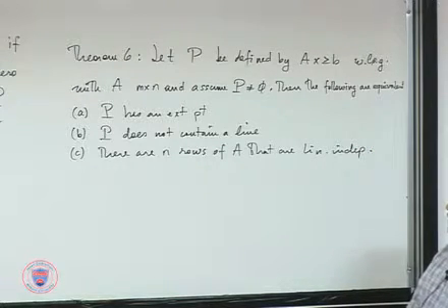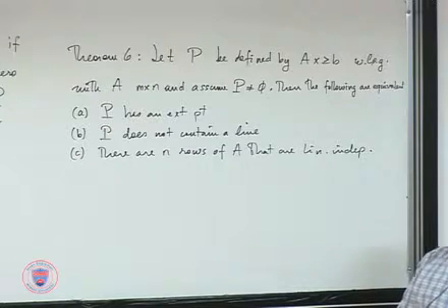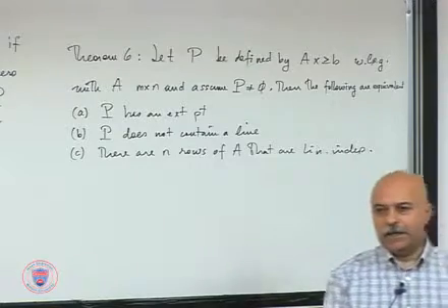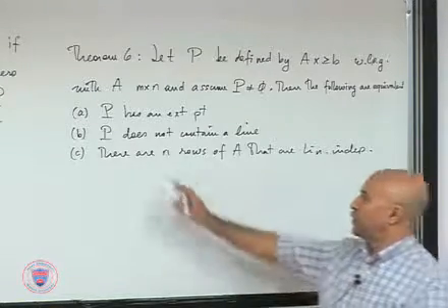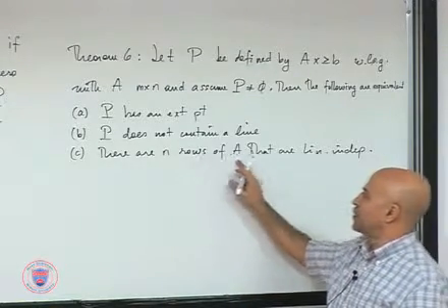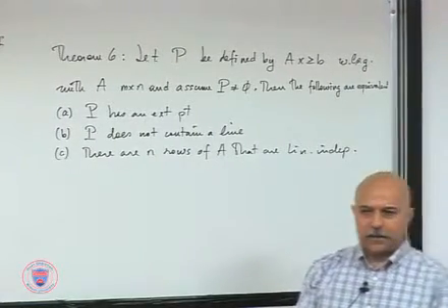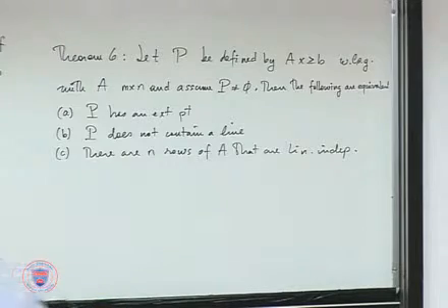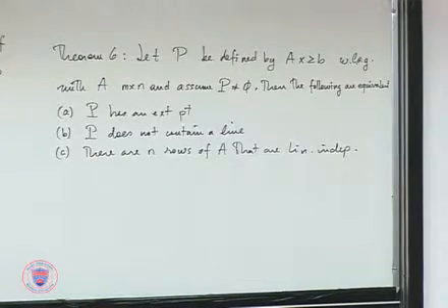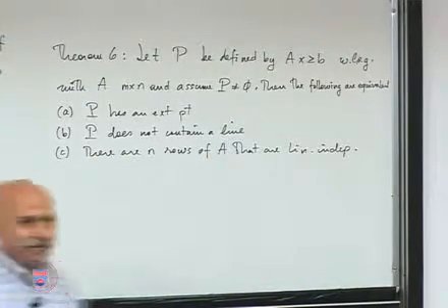So, in order for a polyhedral set to have an extreme point, it should not contain a line, which is equivalent to having n rows of A that are linearly independent. You may have more than one such set of rows. Okay? Proof omitted. It's a long proof, believe me.